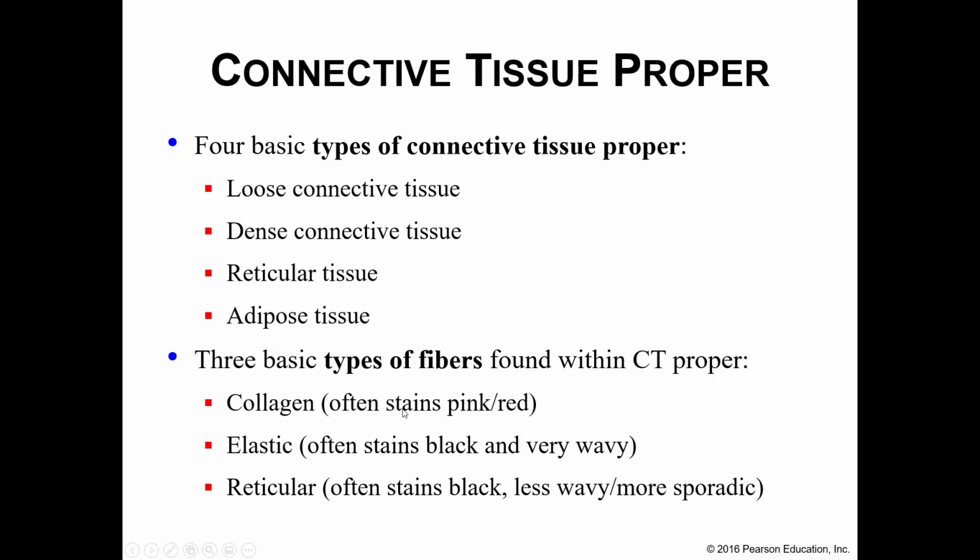Collagen fibers most often stain a pink or red color. They're usually pretty thick. Elastic fibers are very wavy, and they usually stain black. And then reticular fibers usually also stain black, but they're usually not very wavy, and you usually don't see as many of them unless we're talking about reticular tissue specifically.